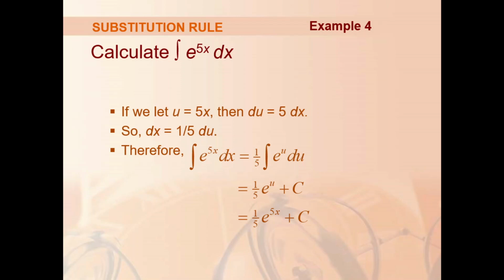We have this exercise now. The integral of e to the x dx is e to the x plus c. But if we let u equal 5x, then du is equal to 5 dx, and dx is 1 over 5 du. Therefore the integral of e to the 5x dx is equal to 1 over 5 times the integral of e to the u du, which is 1 over 5 e to the u plus c, or 1 over 5 e to the 5x plus c.